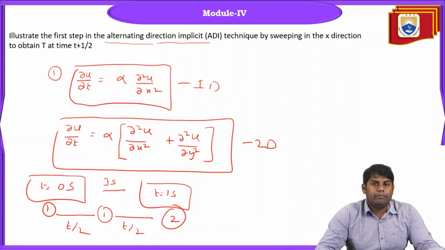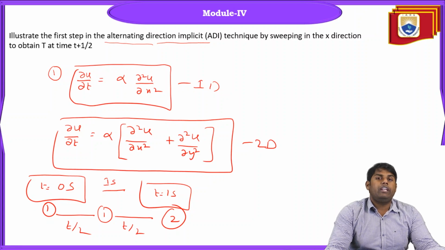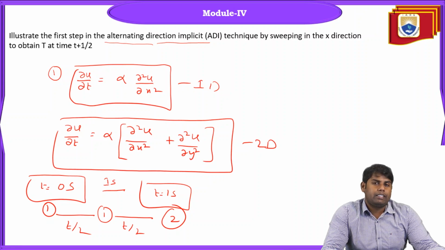The ADI scheme, alternating direction implicit scheme, works in such a way that for the first half time step, t equal to t by 2, from 1 to I, we treat the x direction as explicit. Once the time changes from I to 2, immediately the scheme switches to implicit action. So that is what happens in the ADI method.